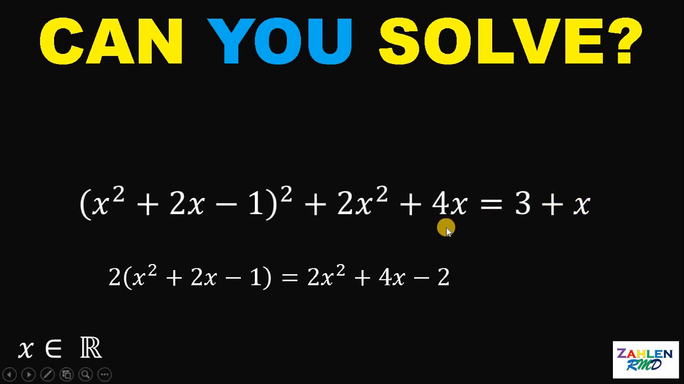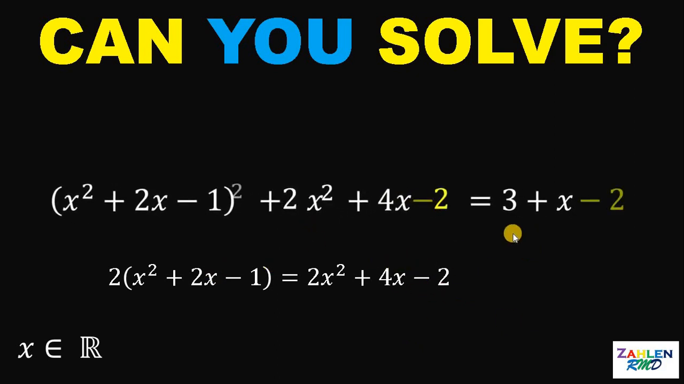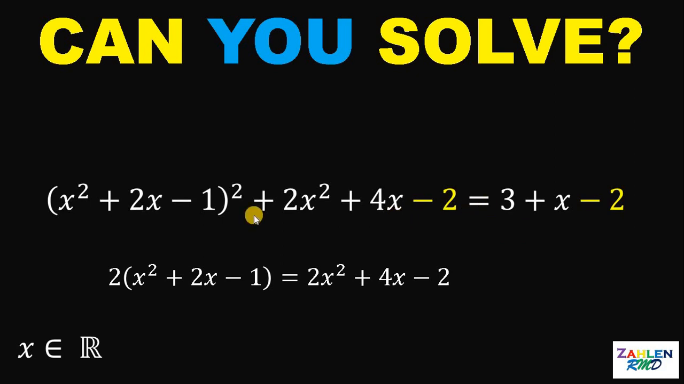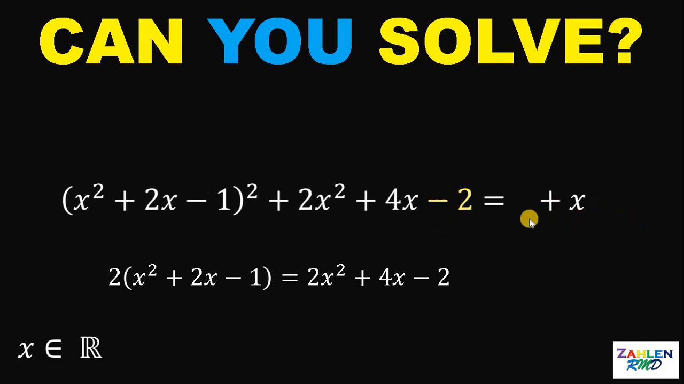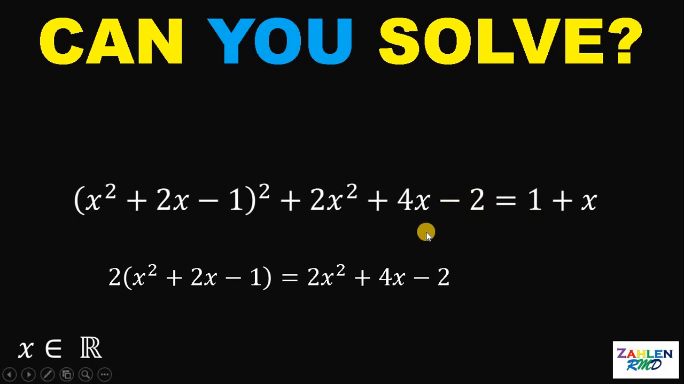So to have 4x. Now, we also need minus 2 or negative 2. So let's subtract 2 on both sides. Now, we complete our expression 2x squared plus 4x minus 2. But let's simplify first the right-hand side. 3 minus 2 is just positive 1. Now, we can replace this expression 2x squared plus 4x minus 2 with 2 times the quantity x squared plus 2x minus 1.